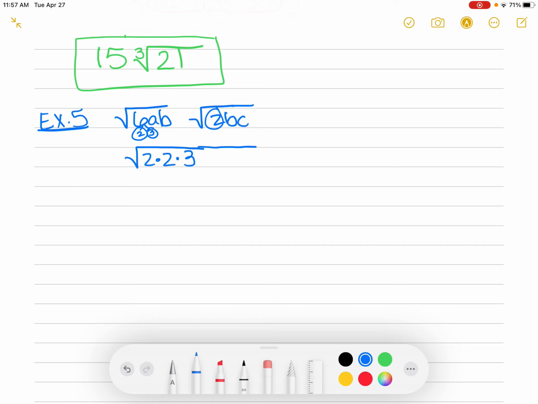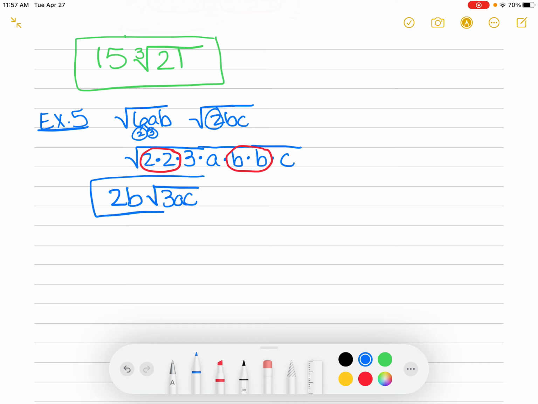And then I'm going to put out all of my variables, and I'm going to write them all out instead of putting any exponents. Okay, and now I can circle my doubles because this is the square root. So there's a 2 and there's 2. So those are going to come to the outside, so 2b. And then inside I have 3ac. And there's my answer for example 5. So now I want you to try one of these on your own.